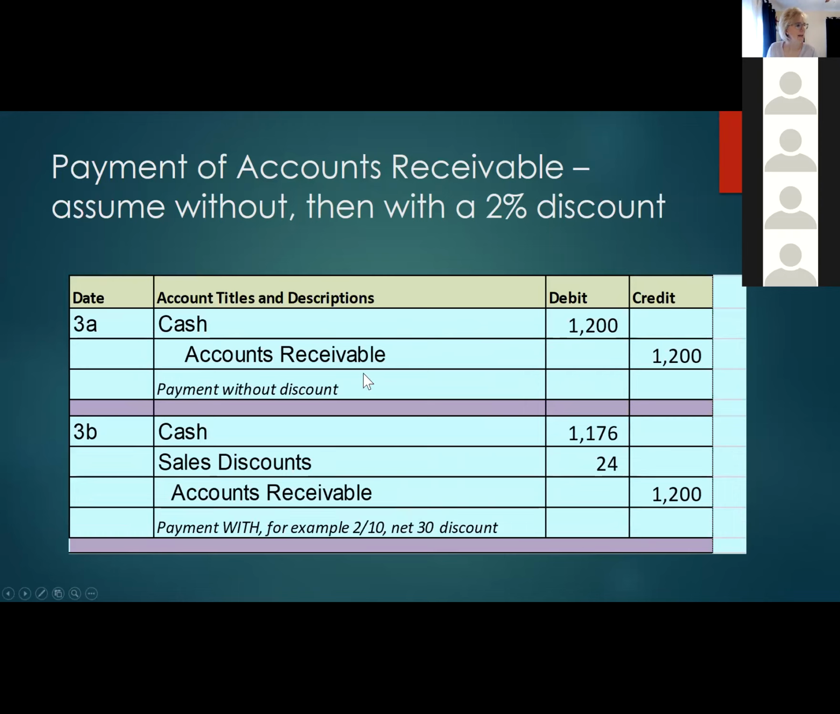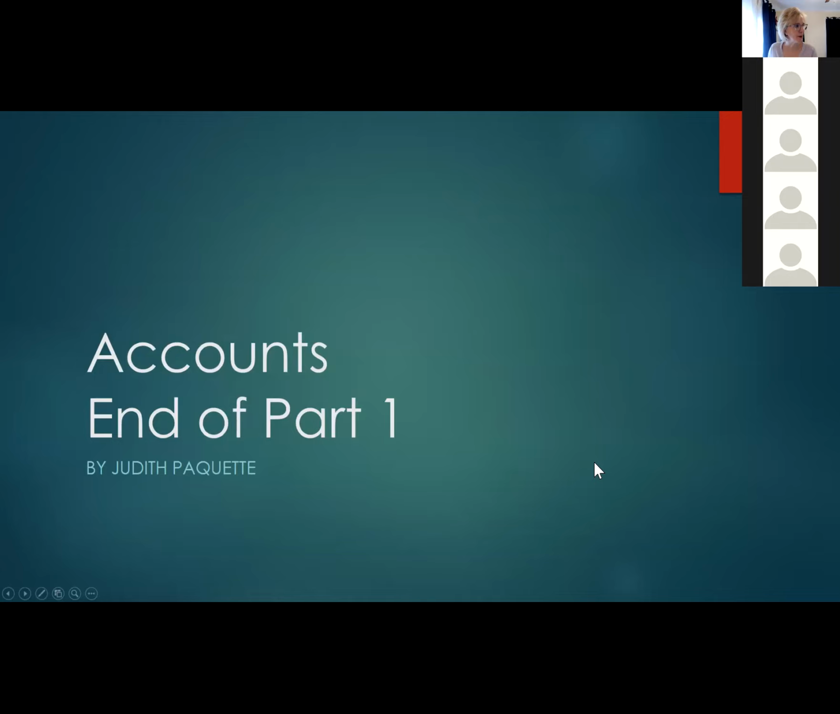Okay. If they took the 2% discount, they would get less money. They'd still credit accounts receivable 1,200, but they'd book the 2% to cash sales discount, and that reduces your sales. Okay, so they get less cash. All right.